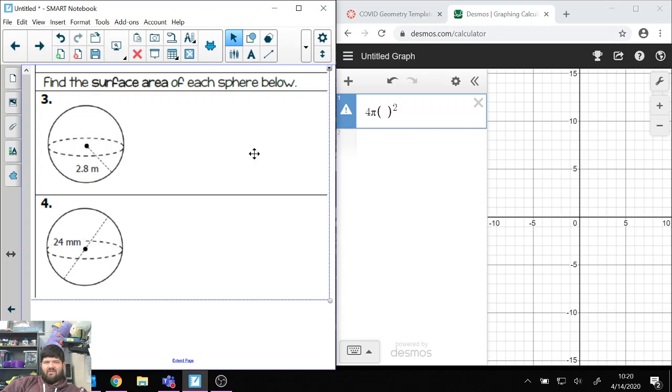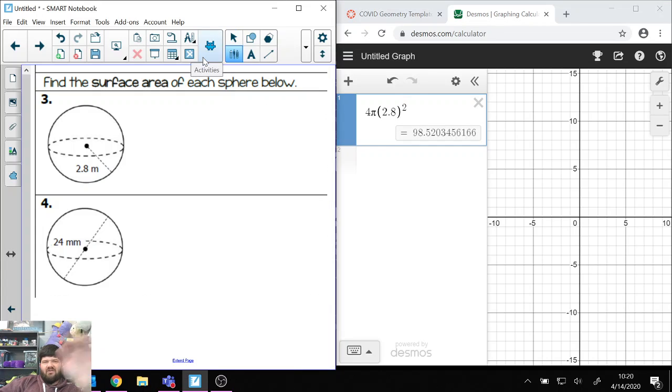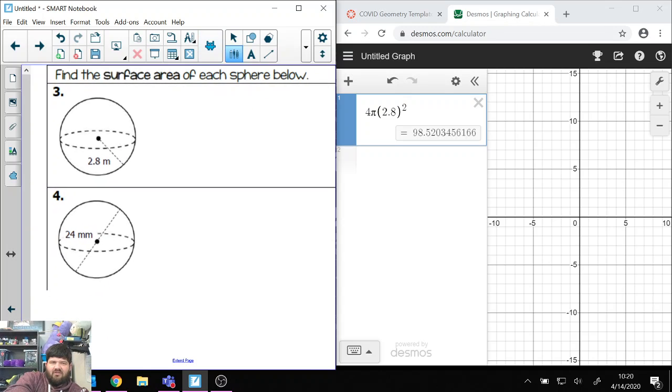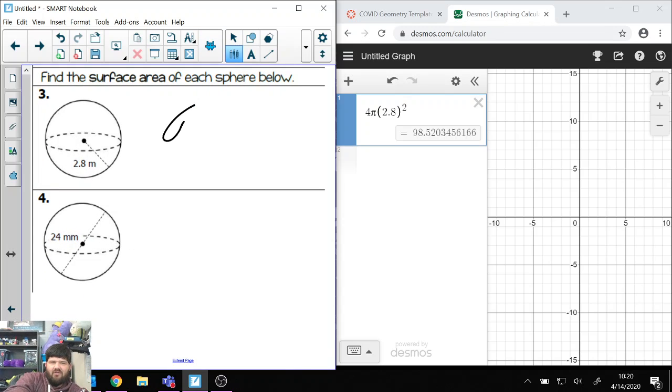So find the surface area of each sphere below. Here's our sphere. They give you the radius already, it is 2.8. It really is just plugging it in here, and now you see 98.5. Depending on what you want to round it to, you can do whatever you want to do for that. It is surface area, so it'll always be square units, and you're done.